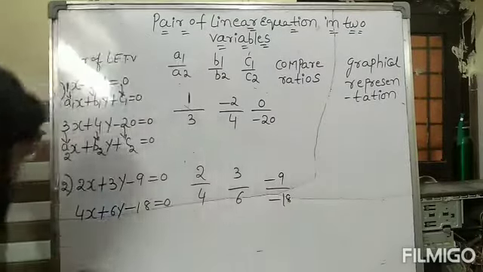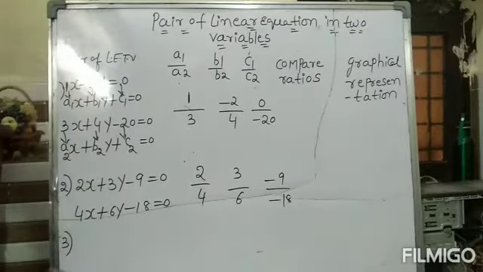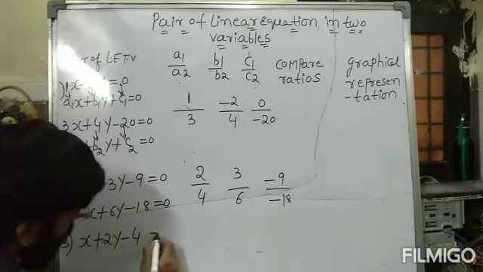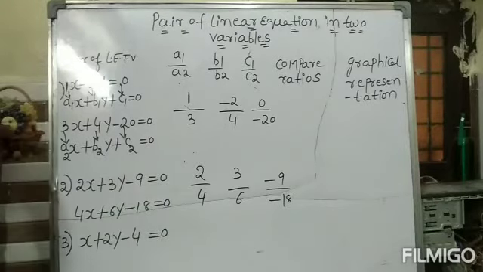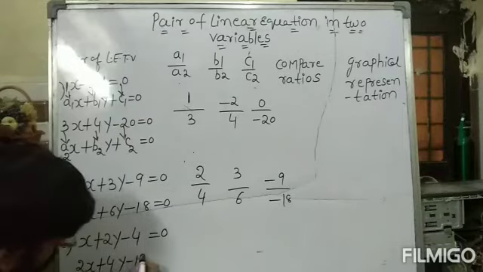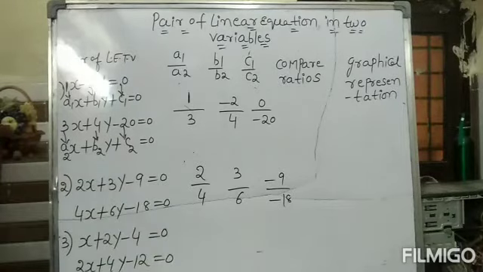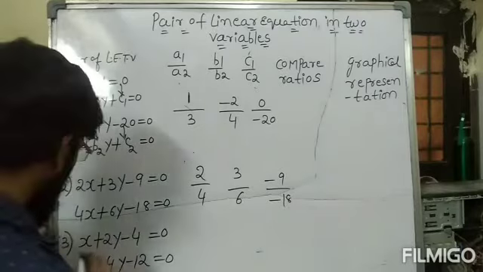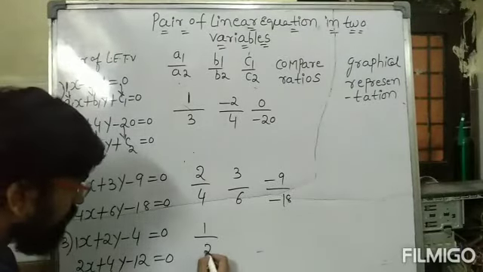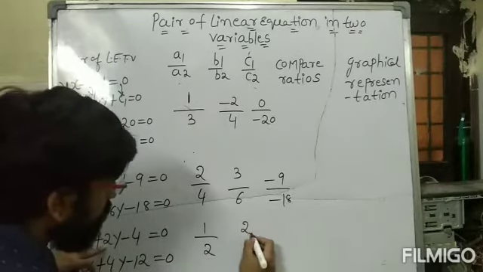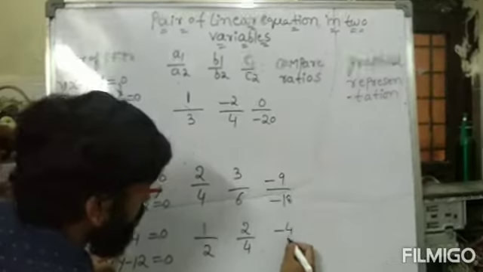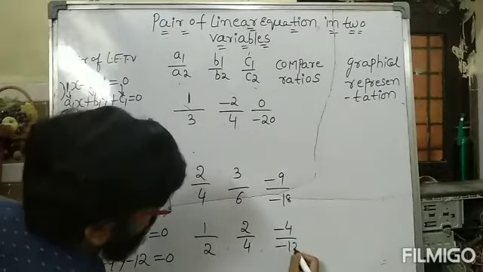Third question: x plus 2y minus 4 is equal to 0, and 2x plus 4y minus 12 is equal to 0. Here a1 is 1, a2 is 2, b1 is 2, b2 is 4, c1 is minus 4, c2 is minus 12.